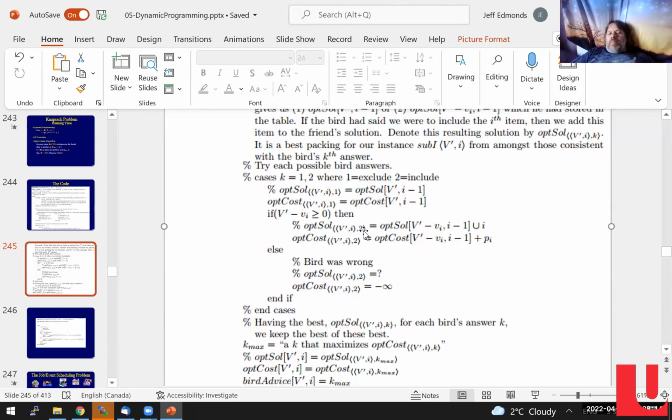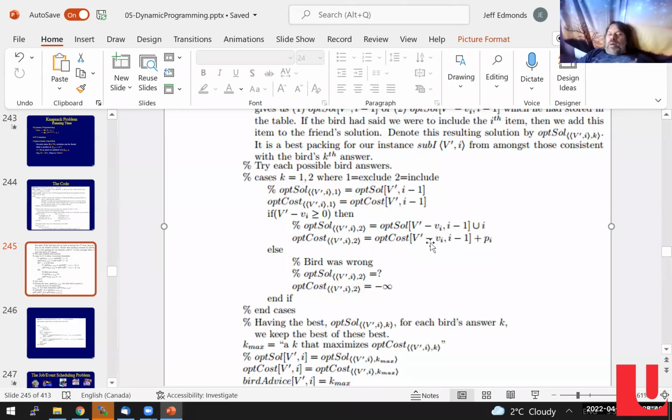So here, if the bird says yes, put it in, then what's my answer? Well, I give my friend a knapsack that's smaller because I put it in, and the friend only has to worry about the first i minus one objects. My friend gives me the optimal solution, and I then add to my friend's solution the fact that we're taking object i.